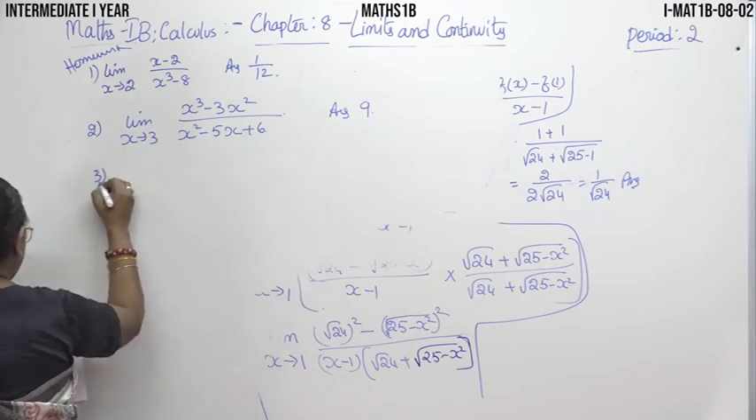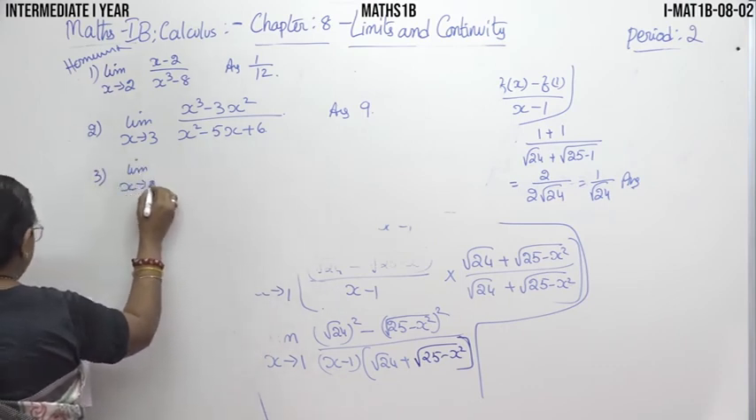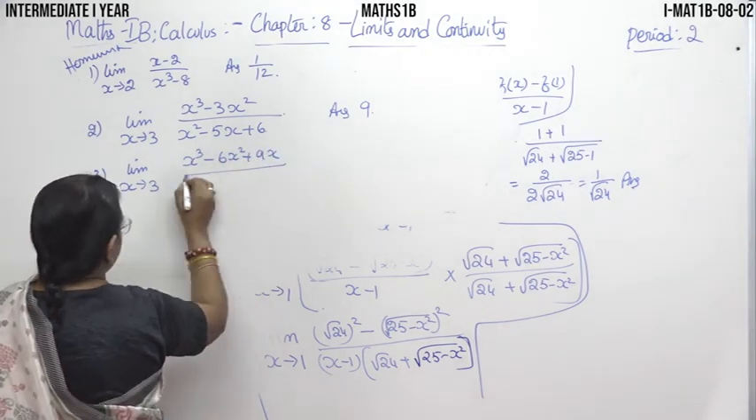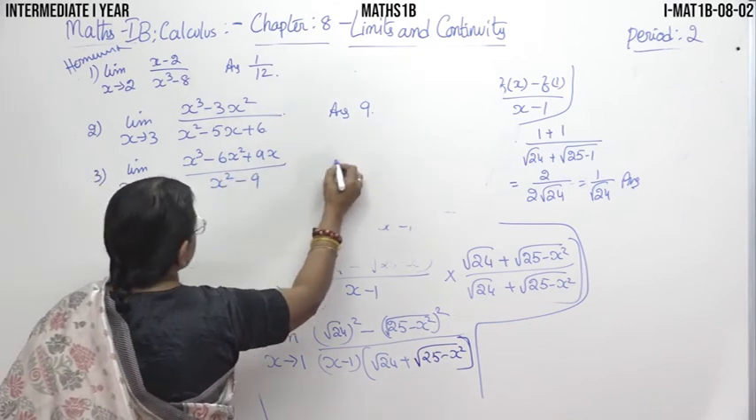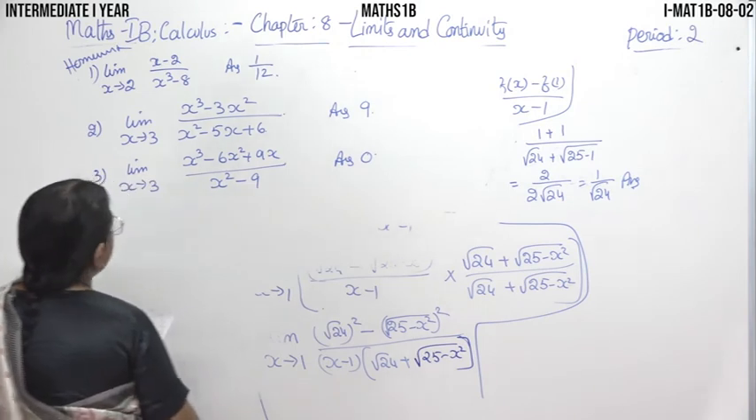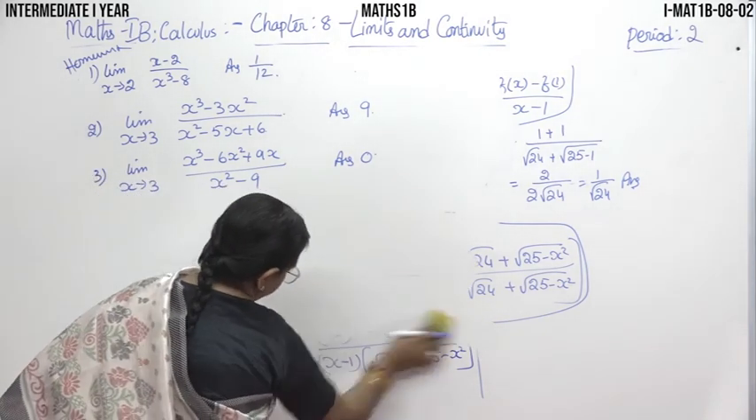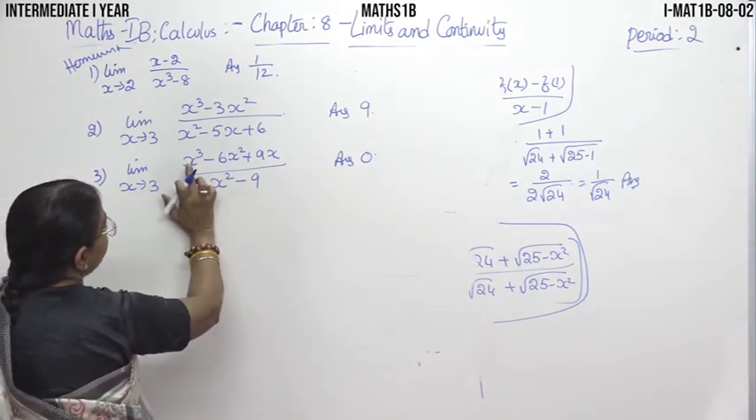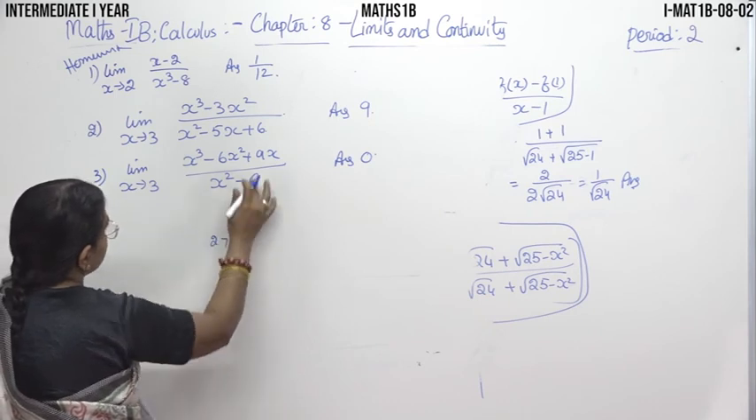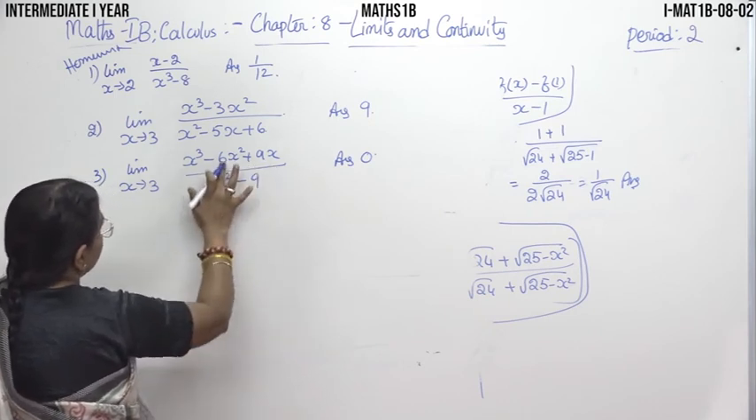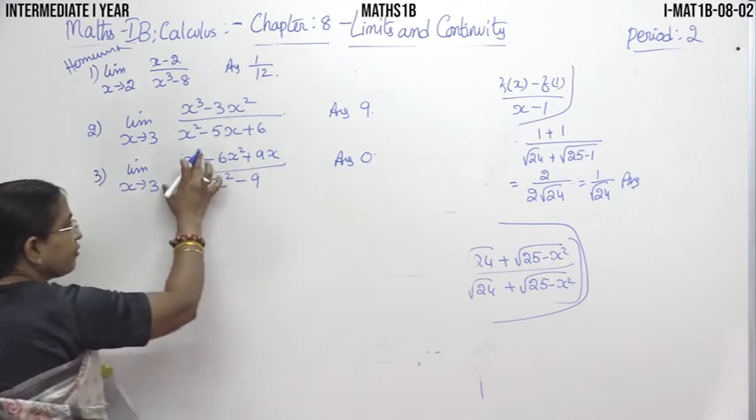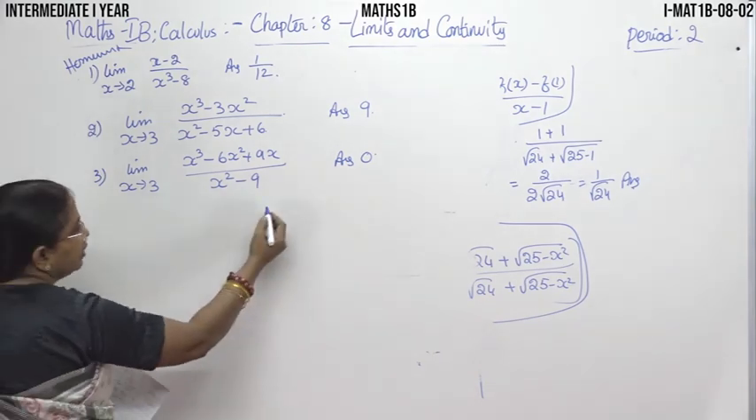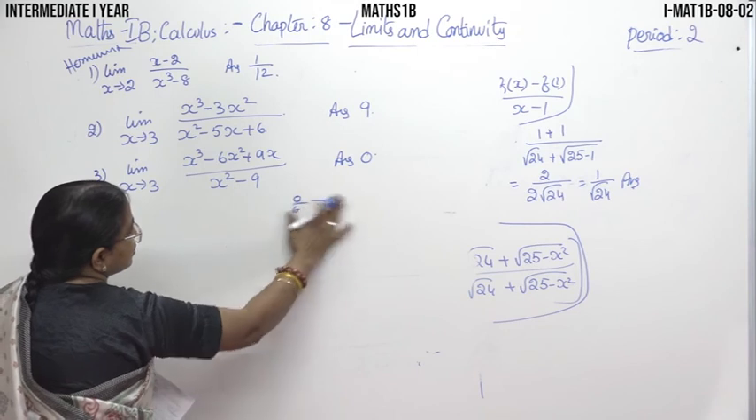So next problem, limit x tending to 3 of x cube minus 6x square plus 9x by x square minus 9. This is also indeterminate, but after simplification you will get, when you substitute it is 9 minus 9, 0. This is 27 minus 27 and then 0 by 0 form only. After cancelling you will get in the numerator 0, denominator you will get 6. 0 by 6 is 0. So like this you will get.